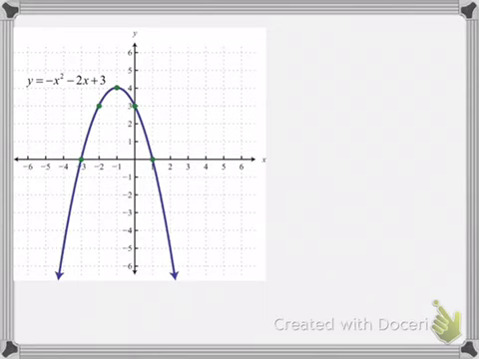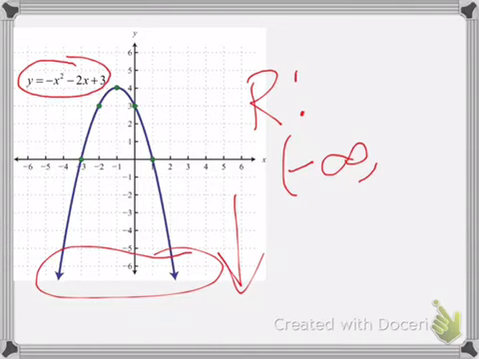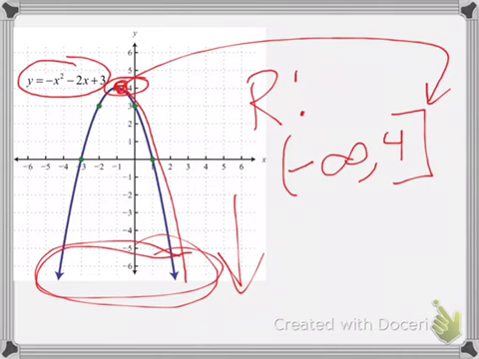All right, this guy here, our sad face graph. So our range, the lowest it goes, notice it goes down forever. So it starts at negative infinity. We're going to scan the graph from bottom to top. It doesn't have a bottom, it has no beginning. But it does have an end. It peaks at 4. Since it touches 4, we put a bracket on the 4 because it includes the 4.